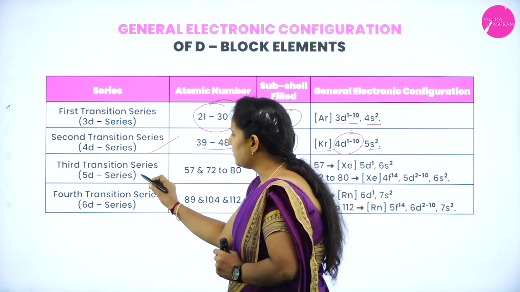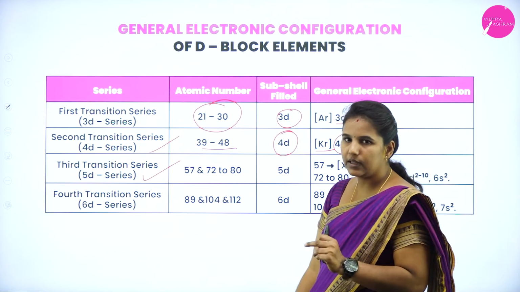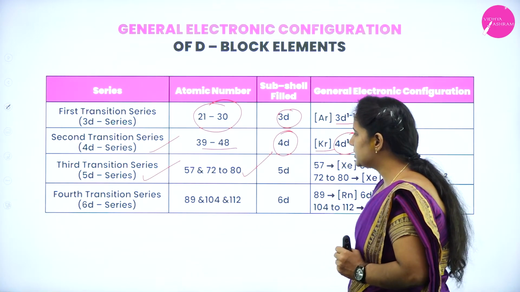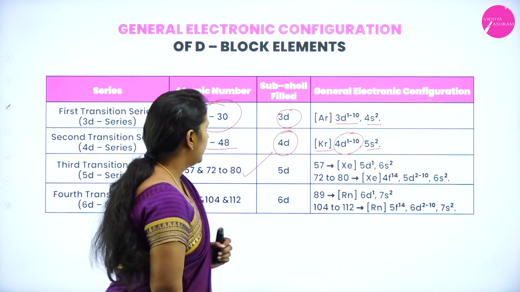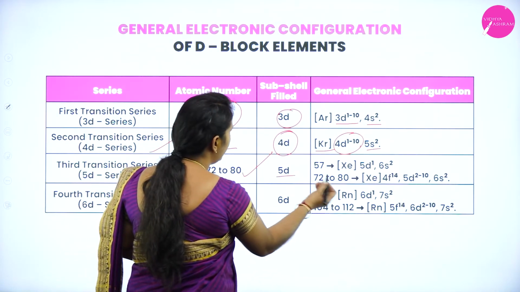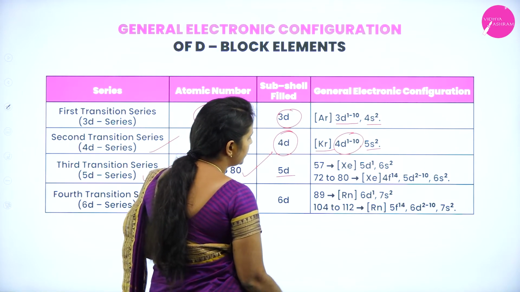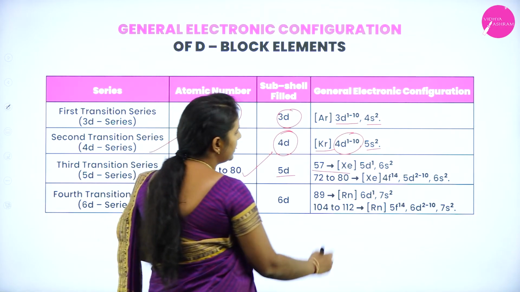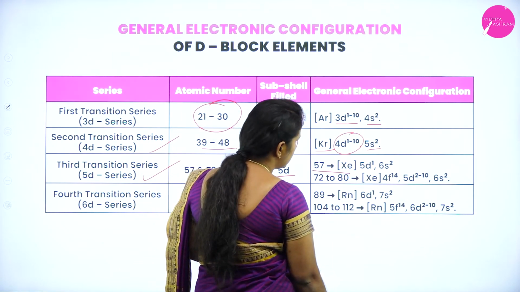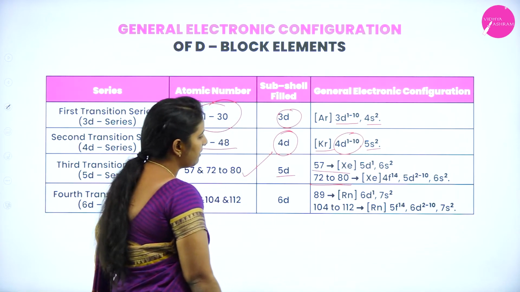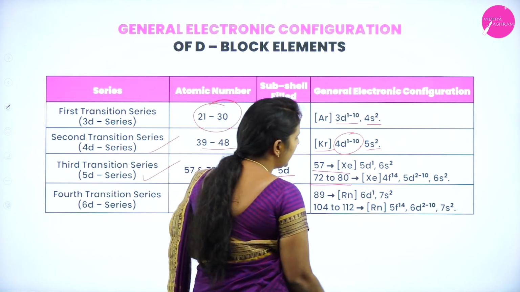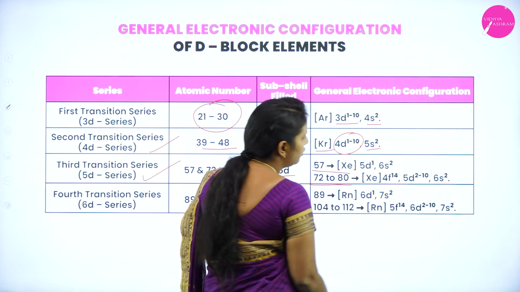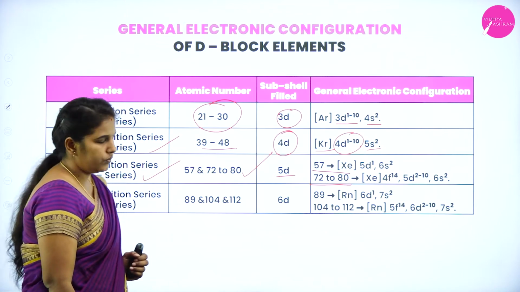You can similarly see this with the 5d series also, which is the third transition series, having atomic numbers from 57 to 80, with 5d being the penultimate shell. The electronic configuration for 57 is xenon 5d1 6s2. From atomic number 72 to 80, we have a general electronic configuration of xenon 4f1 to 14, 5d2 to 10 and 6s2.